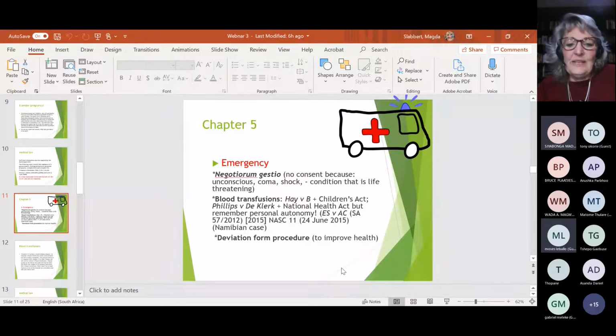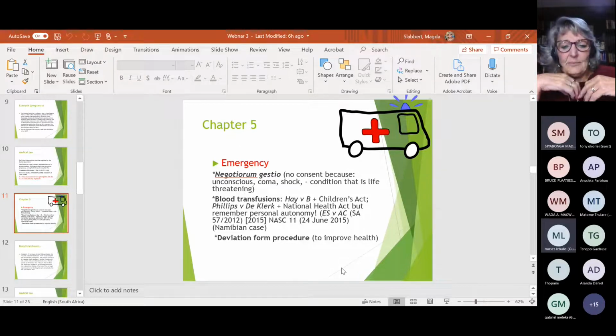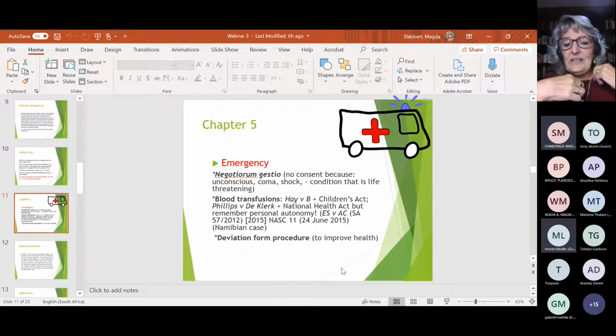And then I refer you there to the Namibian case of ES versus AC, where the woman was from the Jehovah's Witness faith. She needed a blood transfusion. She just gave birth. She had 2 other minor children. And then her brother insisted that she should get a blood transfusion. Her husband said no. She eventually did not get a blood transfusion, but then approached the court for clarity.